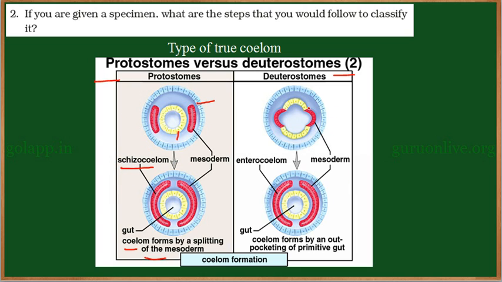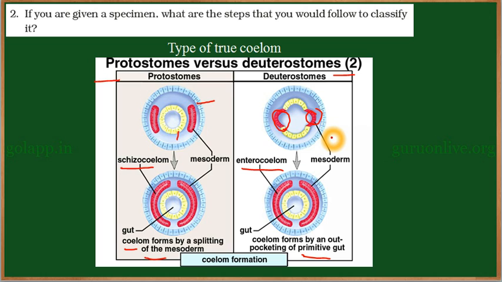In another case, the cavity is formed from the endoderm. Now this is the endoderm, which develops into a gut. Here you can see certain cells getting separated from the endoderm. If these cells split from the endoderm, extend and form a cavity, this cavity is called enterocoelom. That is, from the endoderm, the gut region, the coelom is formed.